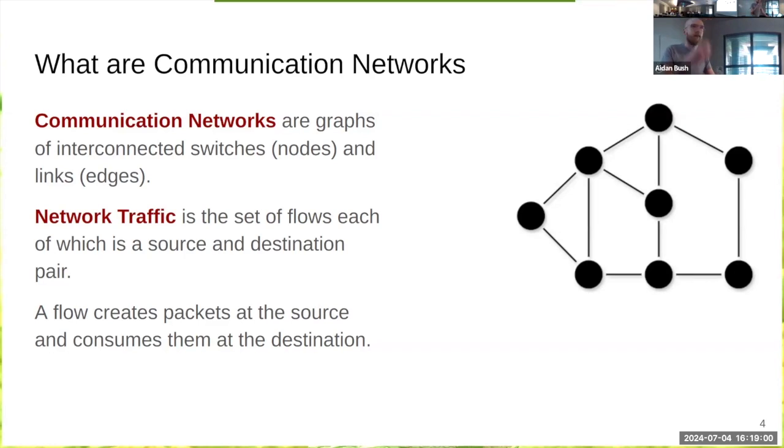You can think of the network traffic as a set of flows. And a flow is a source and destination pair. So let's say the bottom left is the source, and the top is the destination. The source here will generate packets according to some statistical process, and they will enter the network, and then hopefully they'll arrive at the destination up here.